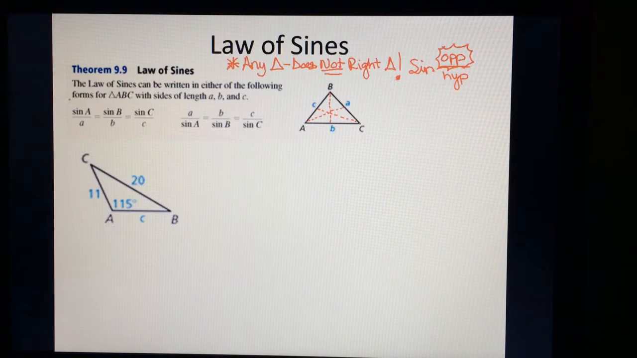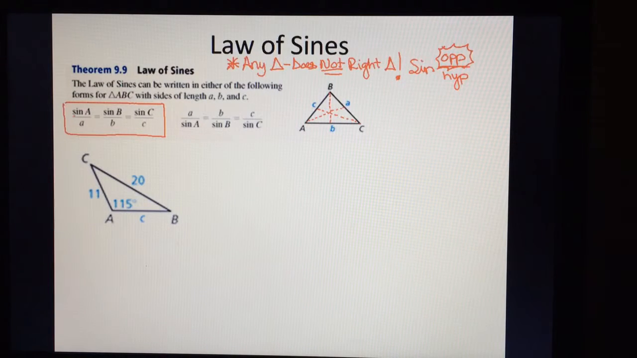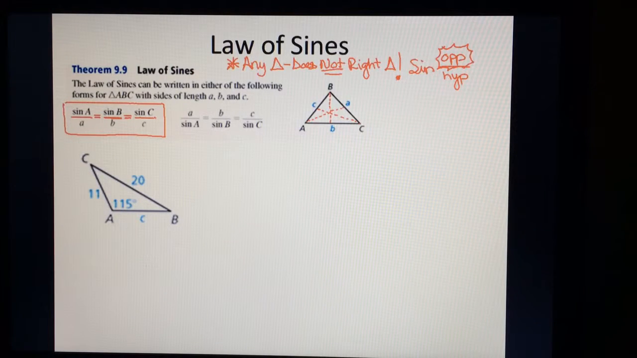I tend to use this relationship here rather than the one on the right. It says sine of angle A is a ratio to side a. That can be set up as a proportion to sine of angle B over its corresponding side b, or we can use sine of angle C as a ratio to its corresponding side. We don't have to use all three of them. We're actually going to use two of them, depending on the information that we're given.